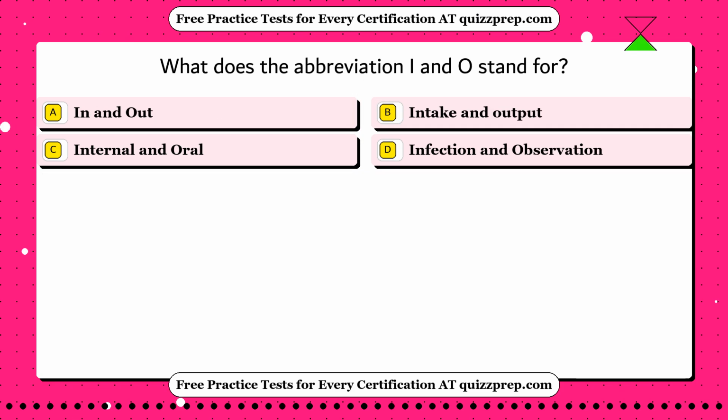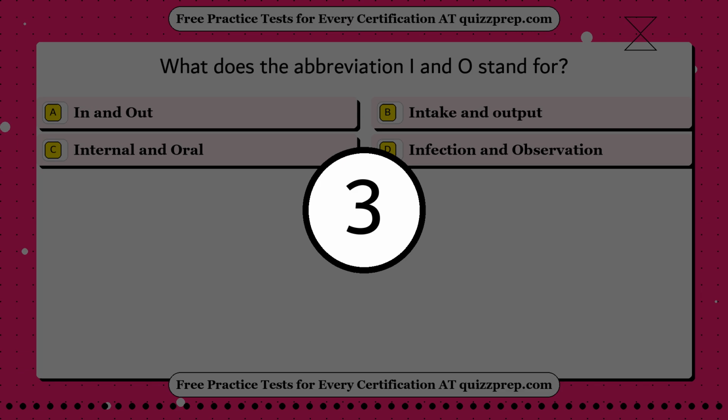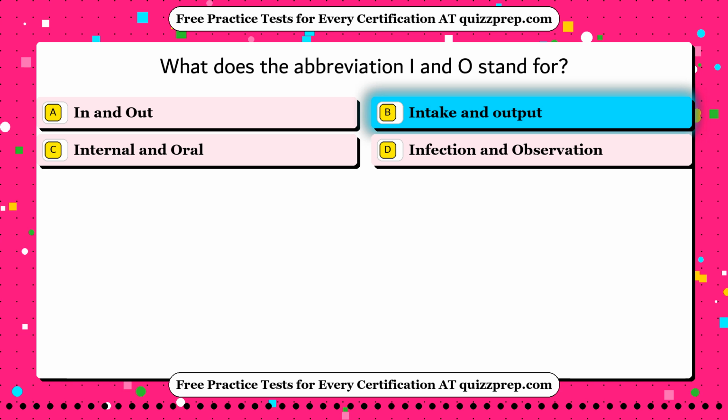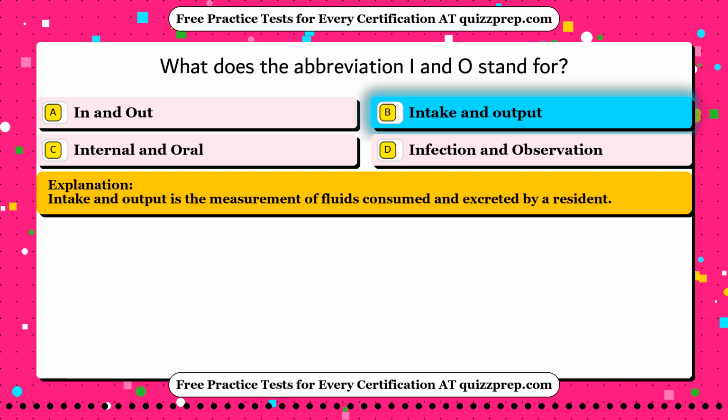Question 55. What does the abbreviation INO stand for? Option A, in and out. Option B, intake and output. Option C, internal and oral. Option D, infection and observation. The correct answer is option B, intake and output. Intake and output is the measurement of fluids consumed and excreted by a resident.